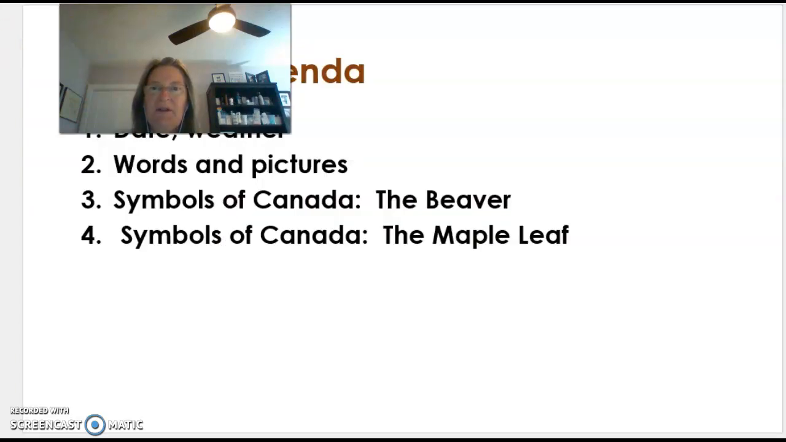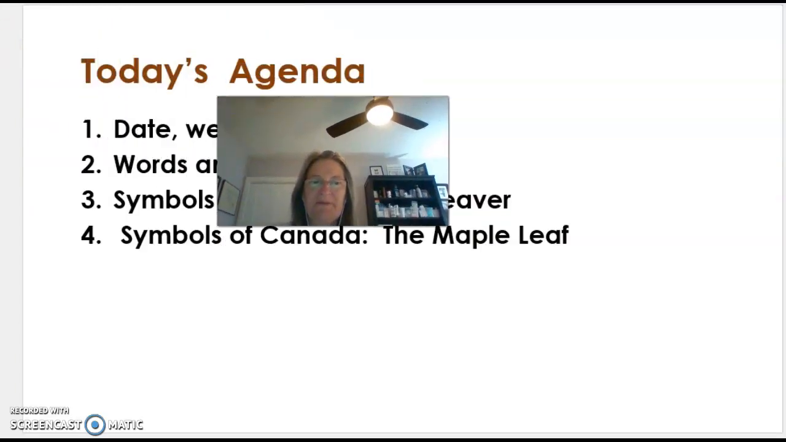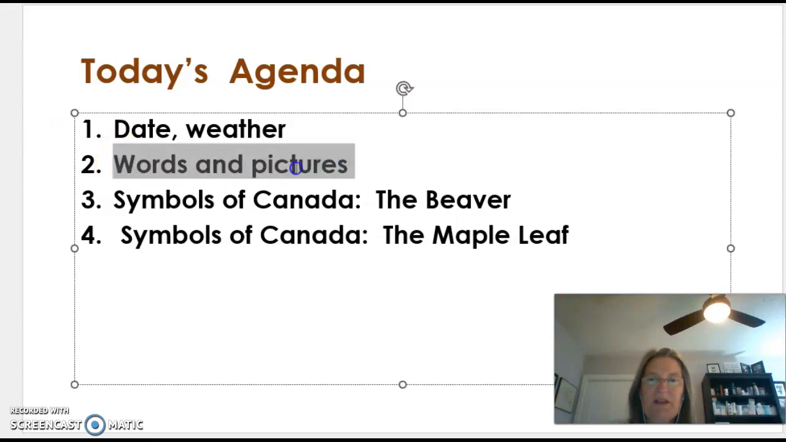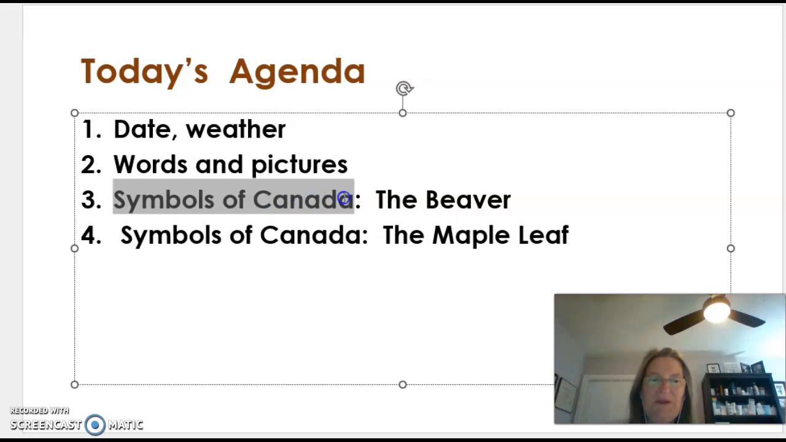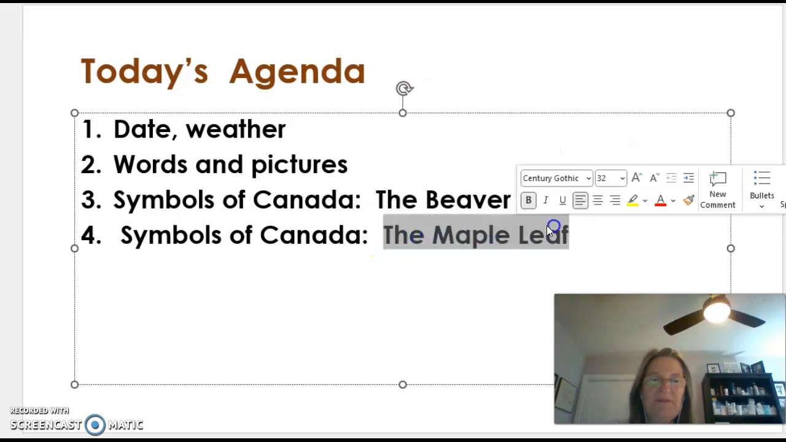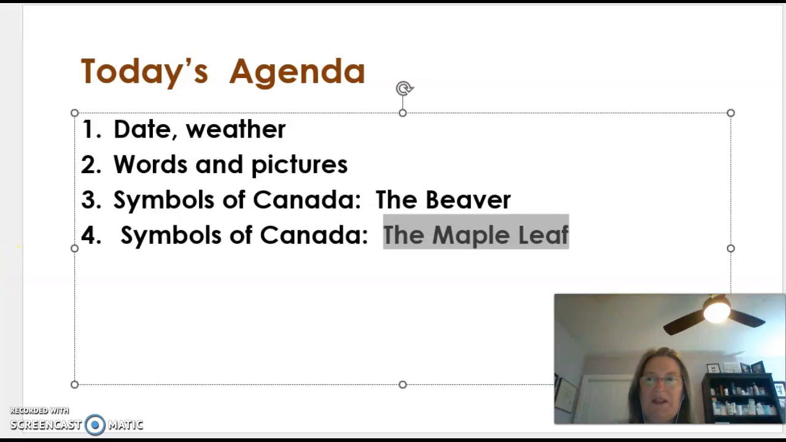Here is our agenda. Today we're going to look at the date and the weather, words and pictures, and two stories about the symbols of Canada. Story number 1 is about the beaver. Story number 2, the maple leaf, with homework for each story.